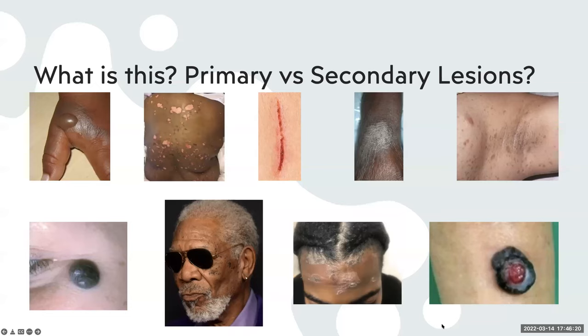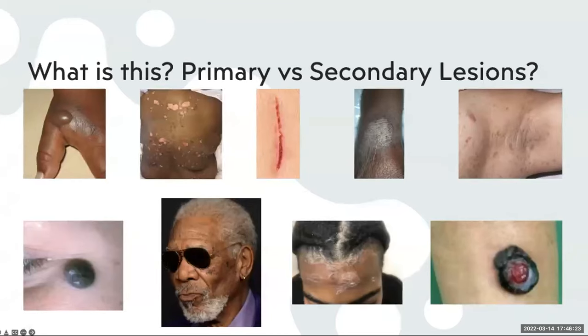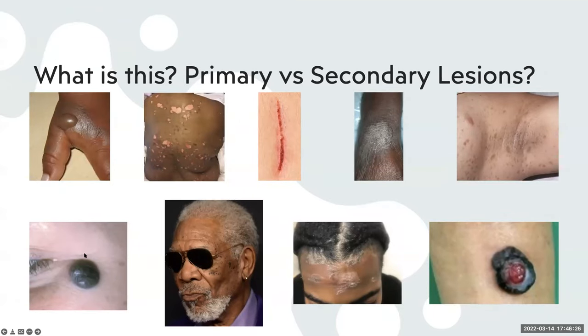Good evening, Doc. We cannot see your cursor. Yeah, this one, the black, this one. Are you able to see? The bottom left. On the left side of Morgan Freeman, this one. What is that? Anyone want to attempt? Is that a mole?